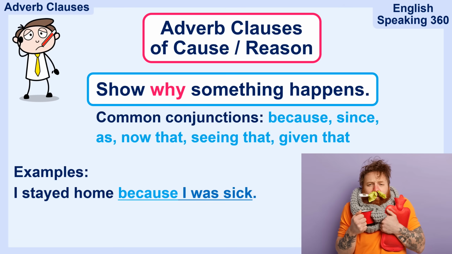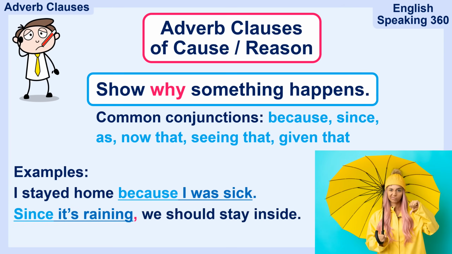In this case, we can use because, since, as, now that, seeing that, and given that. These are very common conjunctions to introduce a cause or a reason. Since it's raining, we should stay inside. Since it's raining, since here has the meaning of because. Because it's raining, we should stay inside.